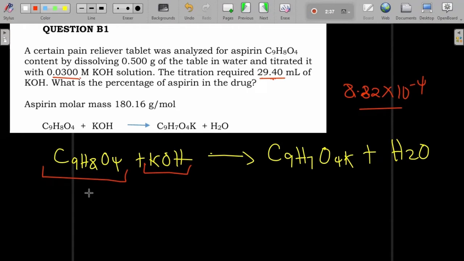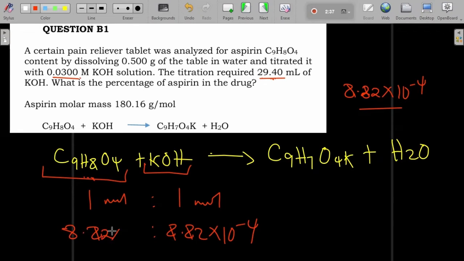So I'm going to say the mole ratio of this formula, for this tablet that contains aspirin, is 1 mole with the potassium hydroxide. Meaning if I have these moles of potassium hydroxide, I'm going to have the same moles for the aspirin that is present in this tablet. So it means moles of the aspirin will just be equal to what?